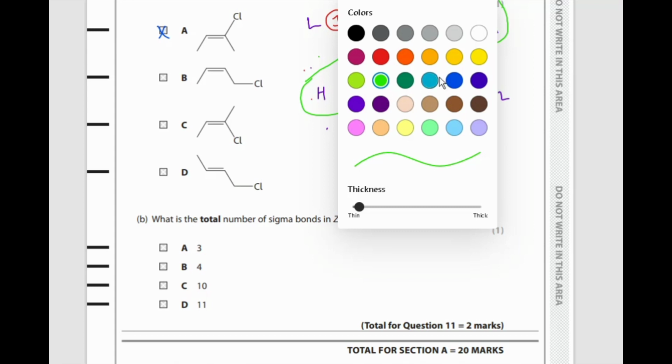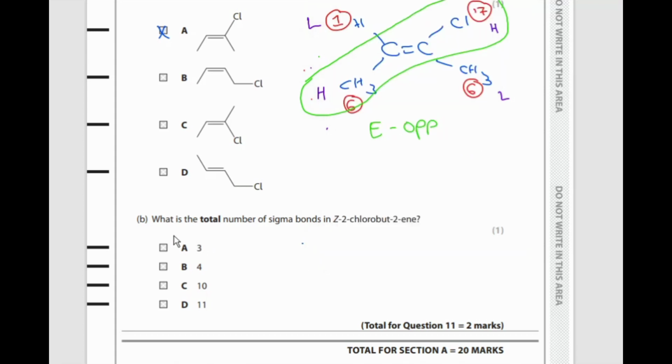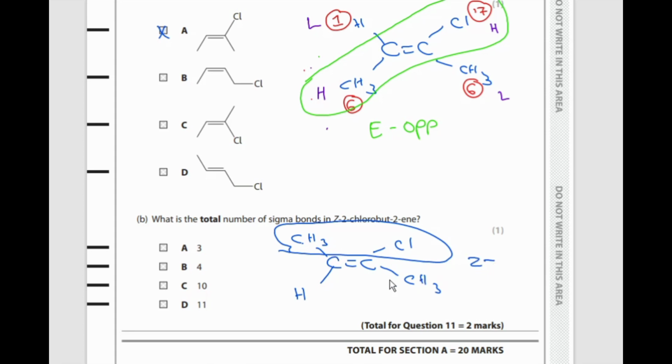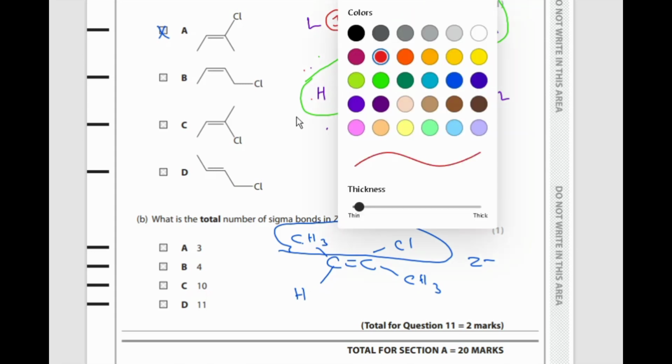We can compare that to what we have in the next question. So for it to be zusammen, it means the high-ranking atoms on the right and high-ranking atoms on the left should be on the same side. So in this case, we have chlorine and methyl being on the same side. This is Z, zusammen, all together.